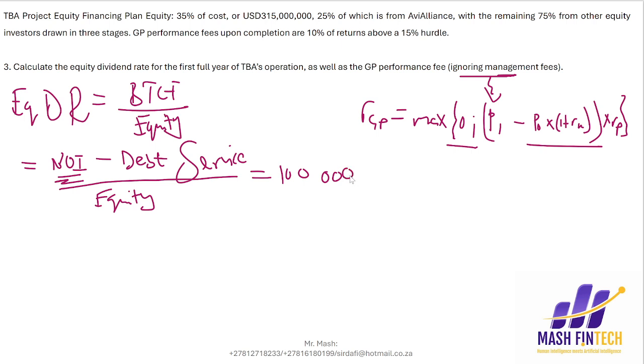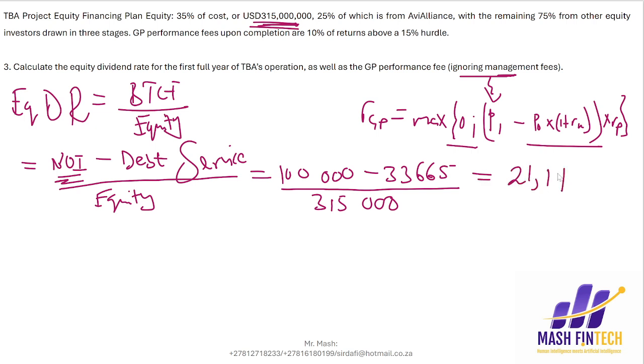And we calculated the debt service in the previous question was 33,665,000. The equity is given here, which is 315 million. If you solve this, you must get 21.1%. So this is the very simple equity dividend rate. It's done. Let's now go to this GP fees, and then we ignore the management fees.